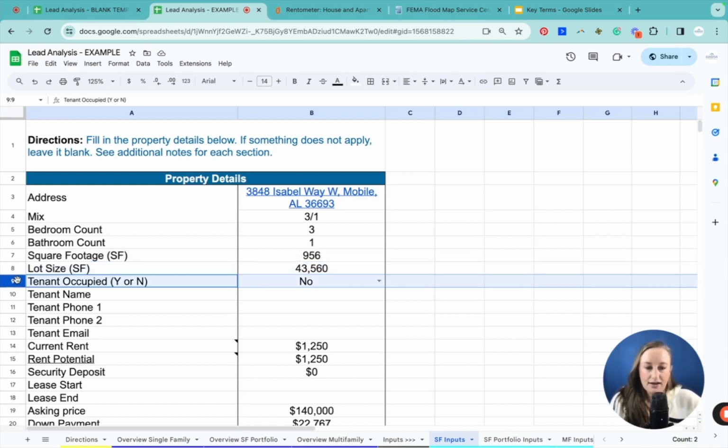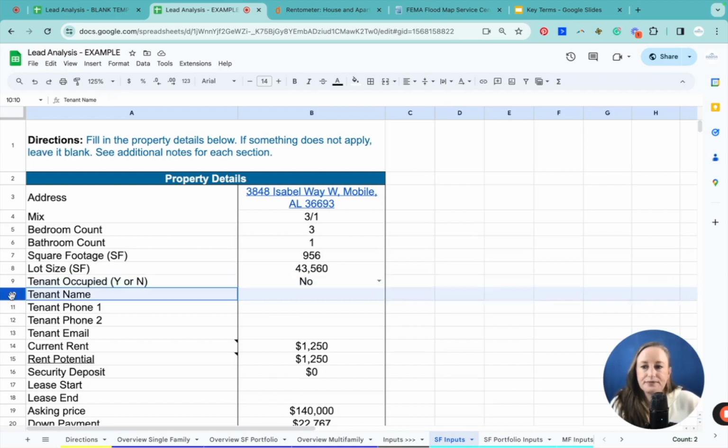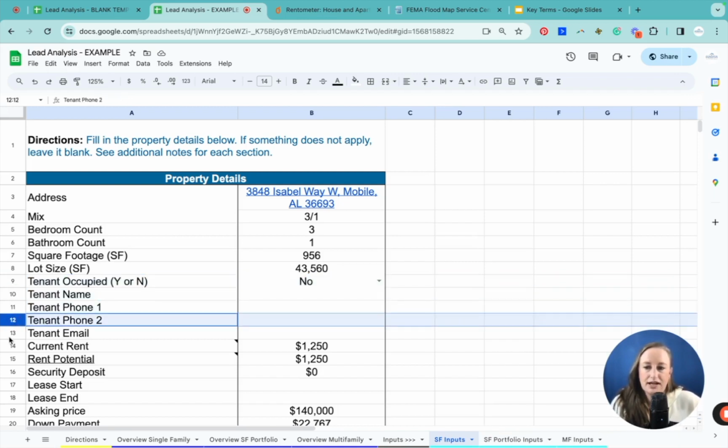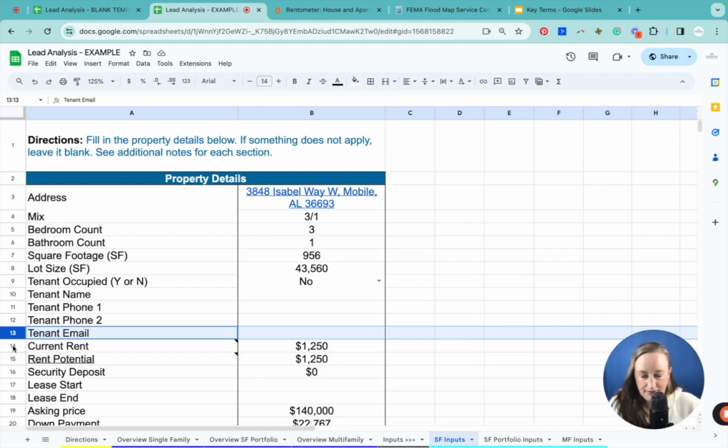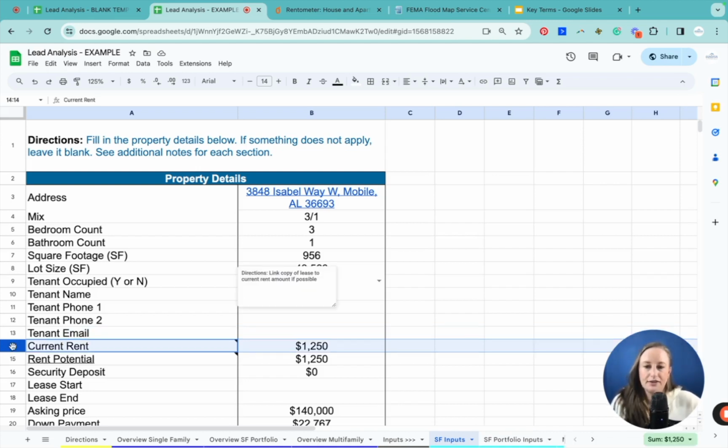Whether it's tenant occupied or not. So this tab can be used to evaluate either a flip or a rental property. This one is not, it's vacant. So we're going to leave this information blank, but if it is tenant occupied, you can put that information in, which will help you later on.